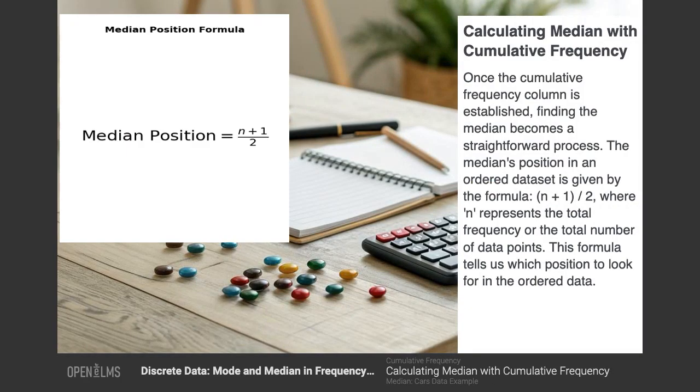Calculating median with cumulative frequency. Once the cumulative frequency column is established, finding the median becomes a straightforward process. The median's position in an ordered dataset is given by the formula (n + 1) / 2, where n represents the total frequency, or the total number of data points. This formula tells us which position to look for in the ordered data.